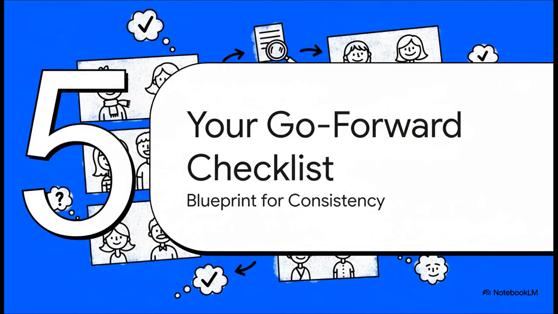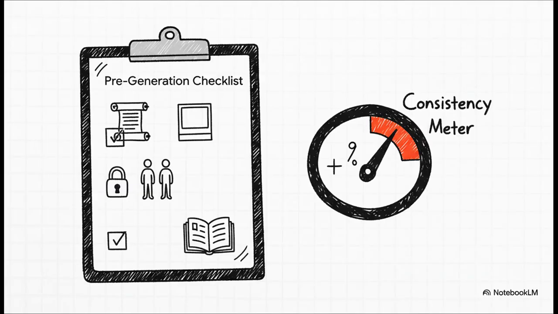Okay, we have covered a ton of ground. So let's boil it all down into a simple, actionable checklist. This is your blueprint for getting consistent characters every single time. Seriously, before you hit that generate button, just do a quick mental run-through of this list. Am I using my master prompt? Check. Is my reference image uploaded? Check. Are my unique style lock features in there? Yep. If there are multiple characters, did I separate them clearly? Yes. Just taking 10 seconds to confirm these things will push your consistency rate way, way up, probably over 90%.